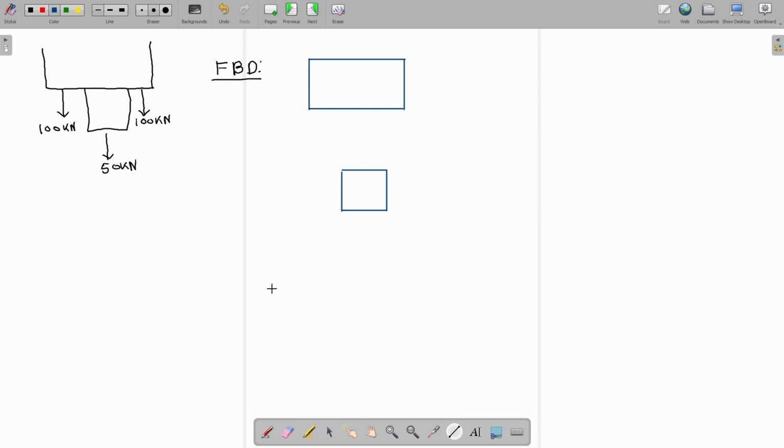This is the free body diagram. Now we are going to apply the forces. First, let me consider this to be body 1. This is body 1. And let us say that this is body 2.